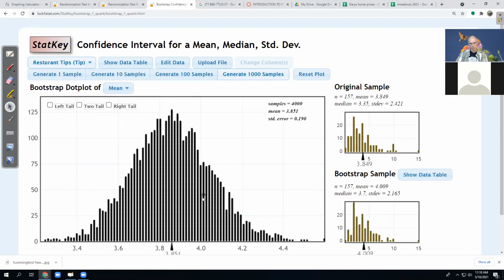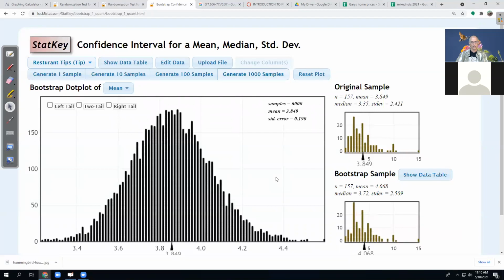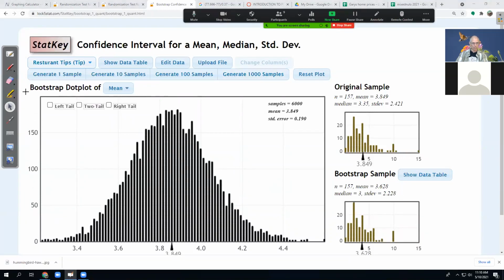When I point to one of these dots on the dot plot, it shows a new sample down on the bottom right. Every one of those is 157 tips, resampled from this deck of 157 cards here. Let's just go for the standard 5,000 or 6,000. And notice the shape I get. It's that symmetric bell shape again.